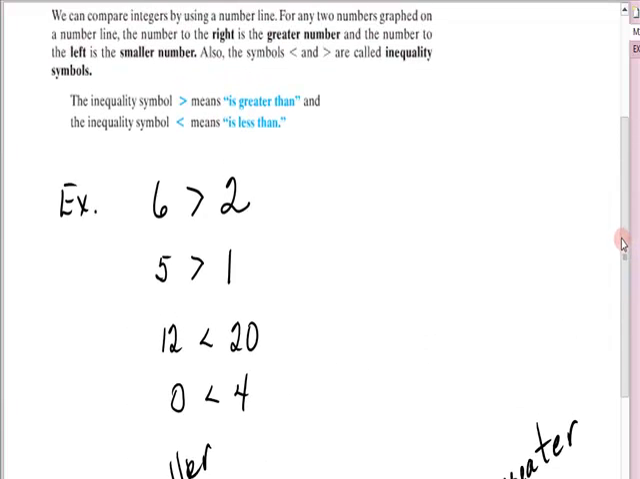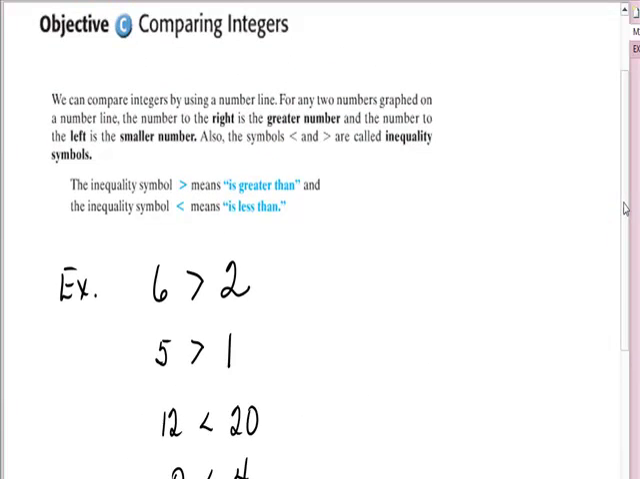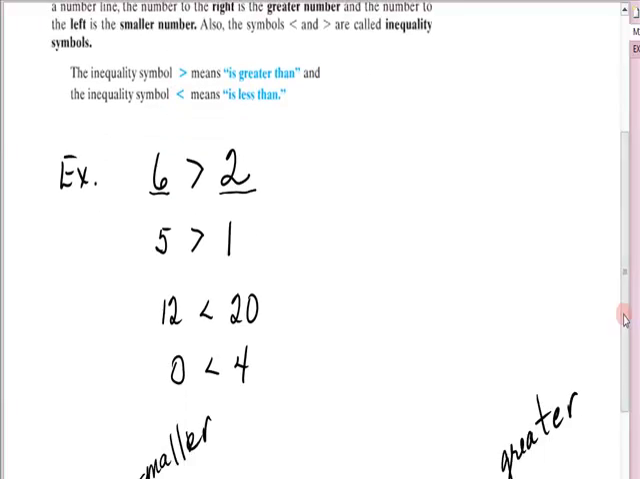So let's talk about when you compare them, you can use a symbol. The symbol that points to the right is read as greater than. Whatever number is sitting on the left and whatever number is sitting on the right, the symbol compares them, the left number compared to the right number. 6 is greater than 2. 5 is greater than 1. When the symbol points toward the left, it is read as less than. So 12 is less than 20. 0 is less than 4.